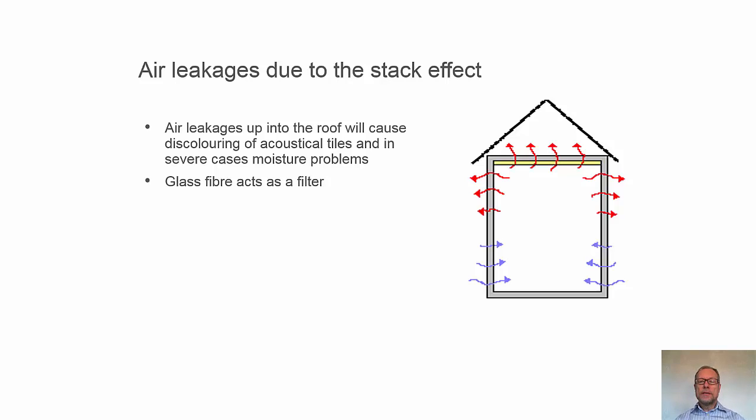Air leakages due to the stack effect. The stack effect causes overpressure in the upper part of the building and underpressure in the lower part. And this will cause leakages of indoor air flowing outwards in the upper part. In this example we have acoustical tiles in the top of the ceiling. Since the air is flowing through this type of insulation material, porous material, it can, for instance, accumulate dirt and be discolored. Another problem is that it might bring indoor moist air out into the construction in the ceiling.